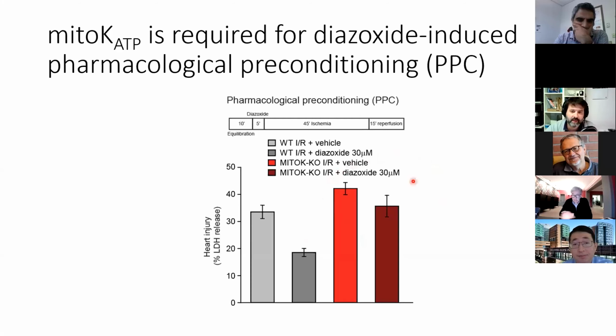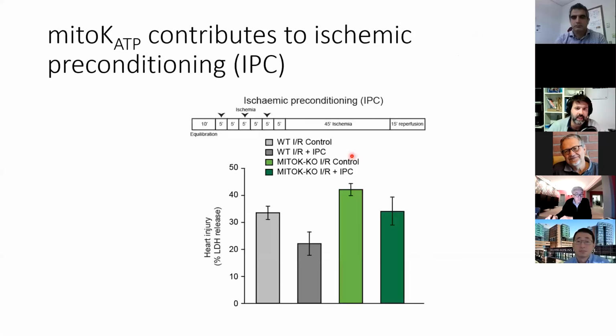However, this pharmacological preconditioning triggered by diazoxide is almost completely lost in the case of MITOK knockout hearts. And along the same line, also ischemic preconditioning is a way to protect the heart. In this protocol, you have to perform some brief ischemic episodes, then you do the long ischemia and then the reperfusion.